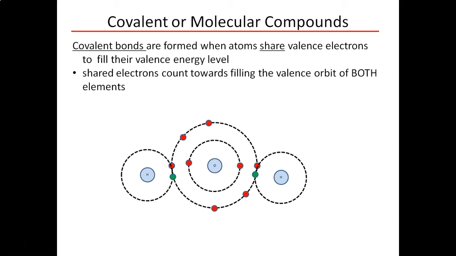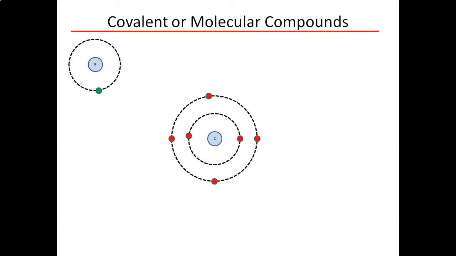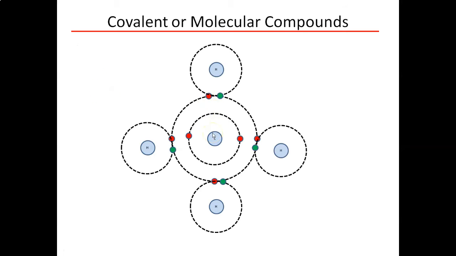Okay, so covalent bonds are formed when atoms share their valence electrons to fill their valence energy level. Shared electrons count towards both. Okay, let's take a look at another example: a combination of carbon and hydrogen. Hydrogen we know has 1 valence electron. Carbon has 4.